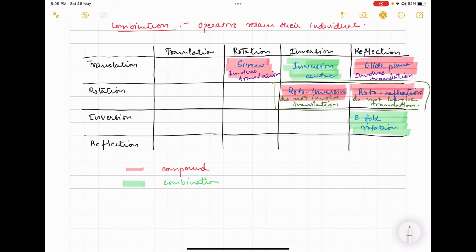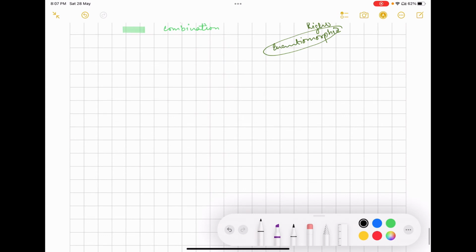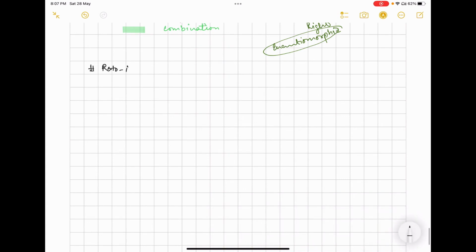Now, both these take the object from left-handed form to right-handed form. That is, they give the enantiomorphic form of the object after operation. Okay, so we can only consider one of these and can leave the other one because only one is sufficient in generating the point groups. So we'll consider roto-inversion.